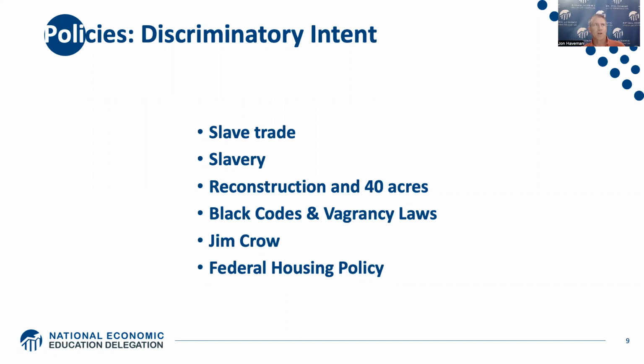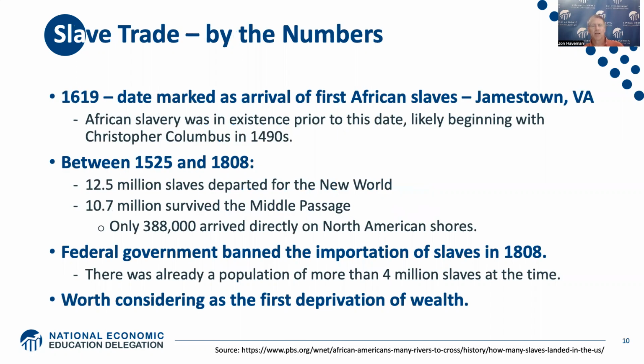Well, let's go back and talk a little bit about the slave trade, some numbers on the slave trade. I'm sure that many of you are familiar with the 1619 Project from the New York Times. And 1619 is a relevant date only because it really marked the arrival of African slaves directly on North American shores, directly in the colonies. It was in 1619 that the first slaves came off the boat in Jamestown, Virginia.